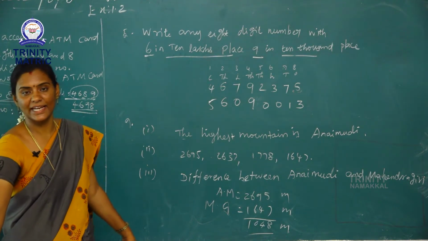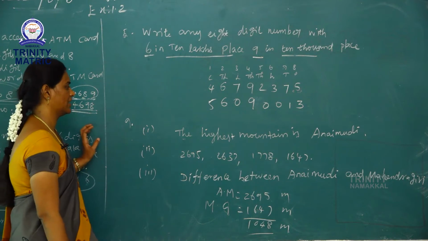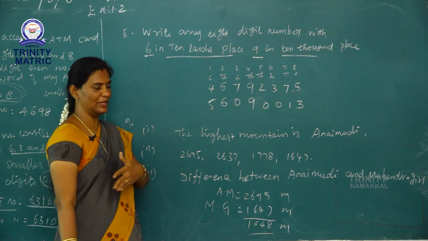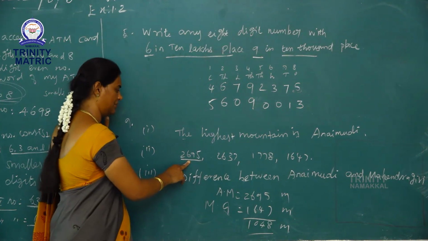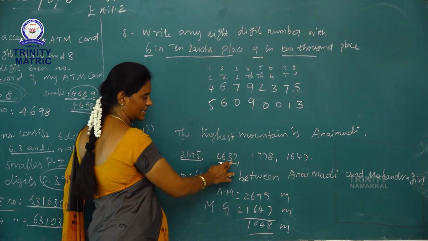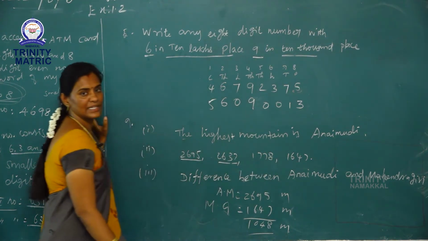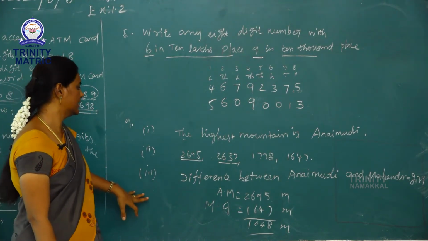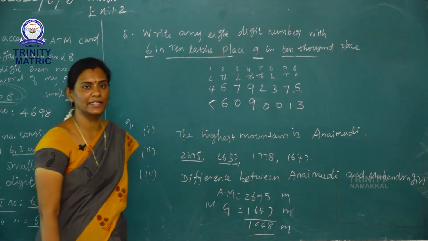See, the second one. Order the mountains from the highest to lowest. See, in the tabular column, 2695 is the highest in meters. Then after 2695, 2637. Then 1778. Then 1647. Then the third question is, find the difference between Anaimudi and Mahendragiri.